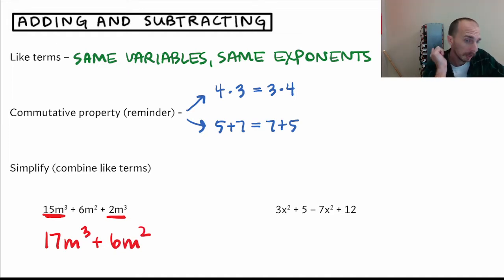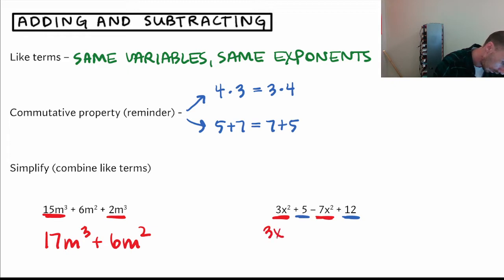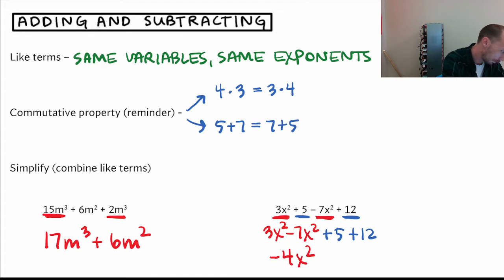And then over here, this one, okay, I've got x squareds here, and then maybe I'll use a different color, numbers over there, constants. So I'm going to combine like terms. I've got 3x squared minus 7x squared, and then plus 5 plus 12. When I combine 3x squared minus 7x squared, that would be negative 4x squared. And then plus 5 and plus 12 is plus 17.